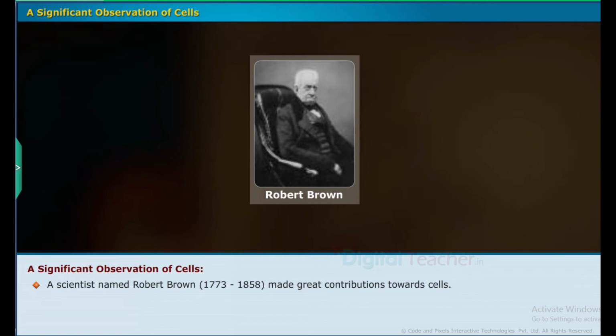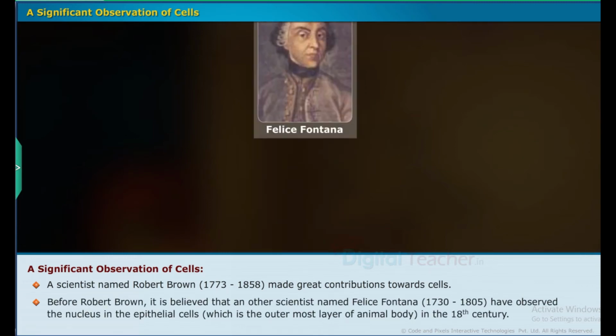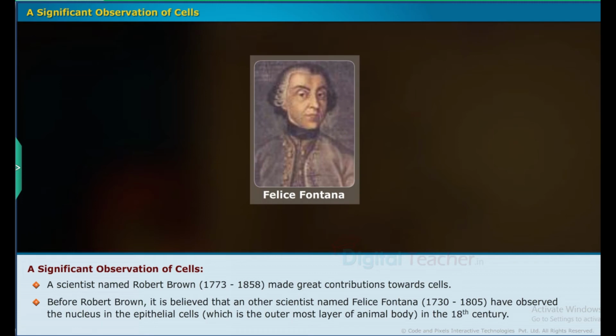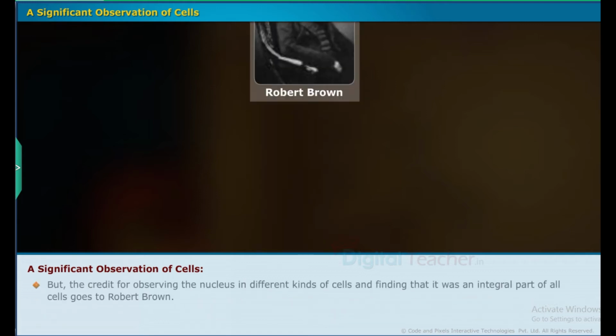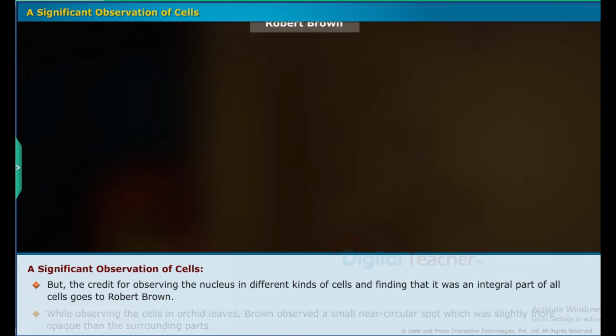A scientist named Robert Brown made great contributions towards cells. Before Robert Brown, it is believed that another scientist named Felice Fontana observed the nucleus in the epithelial cells, which is the outermost layer of the animal body, in the 18th century. But the credit for observing the nucleus in different kinds of cells and finding that it was an integral part of all cells goes to Robert Brown.